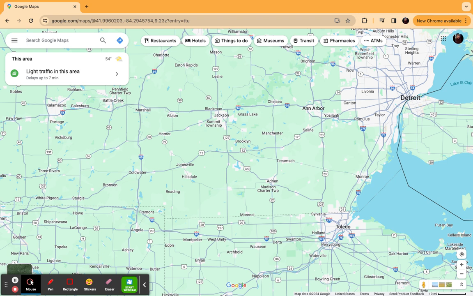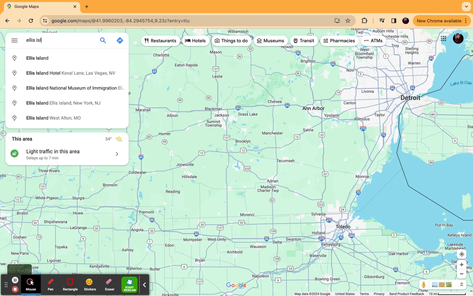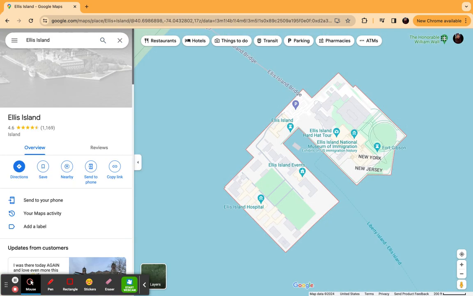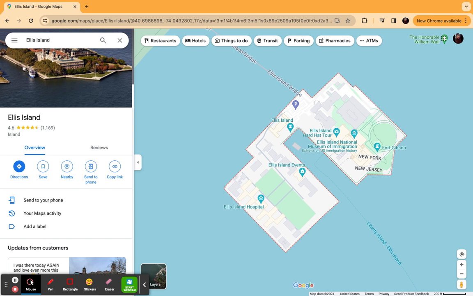For the purposes of the examples that I'm providing for this project, I have used Ellis Island, which was an immigration port that immigrants stopped in on their way to the United States from Europe during the early 1900s. So when I am searching on Google Maps, the first thing I'm going to do is search for Ellis Island, which is an island just outside of New York City.